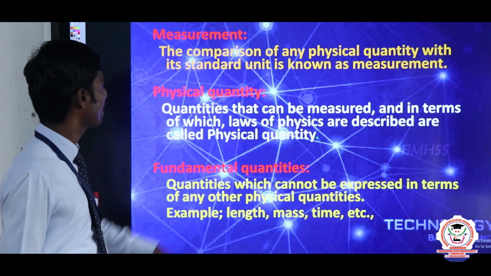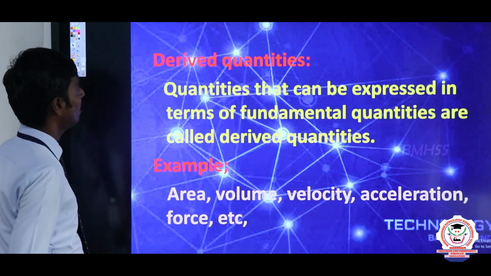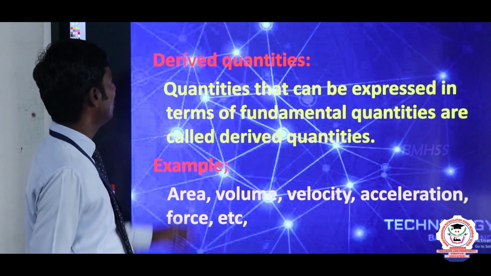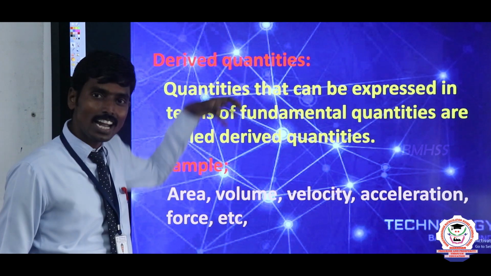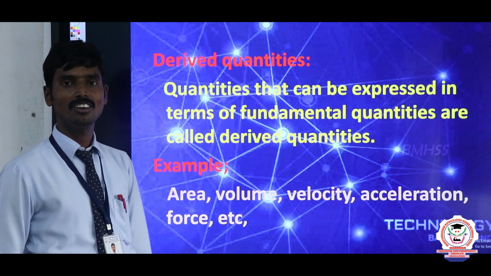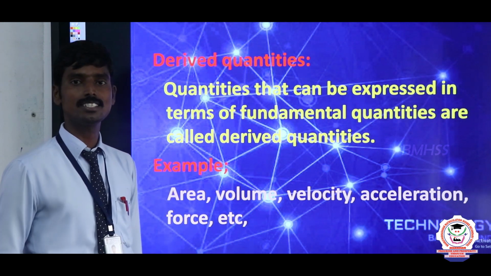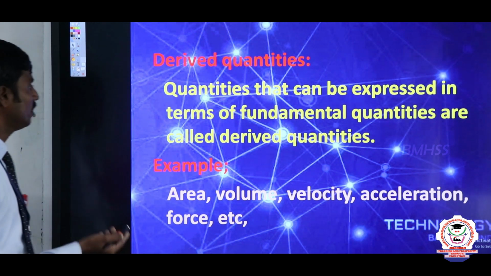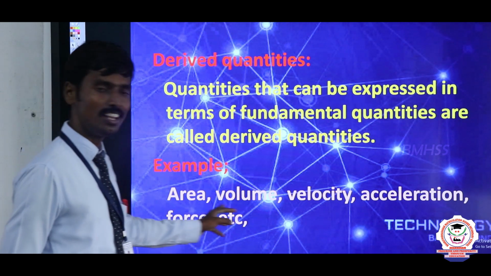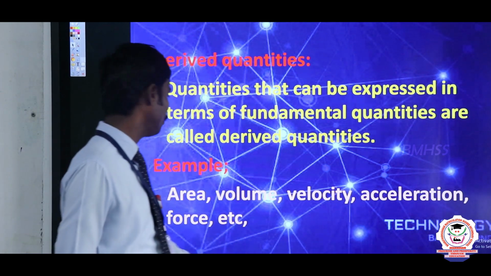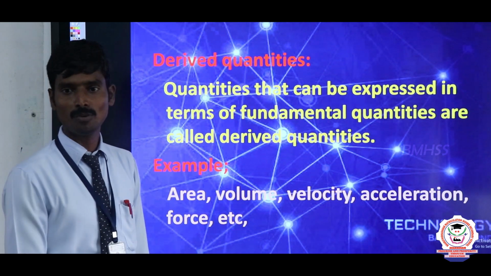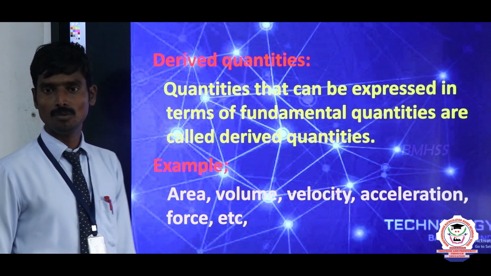The next one is derived quantities. The quantities that can be expressed in terms of fundamental quantities are known as derived quantities. Examples of derived quantities: area, volume, velocity, acceleration, force, etc. We will discuss one by one.